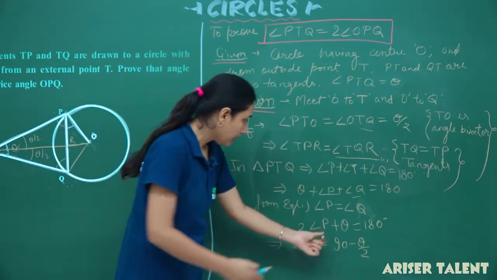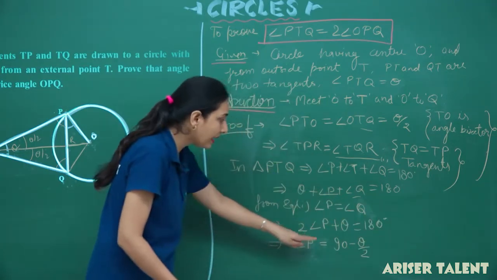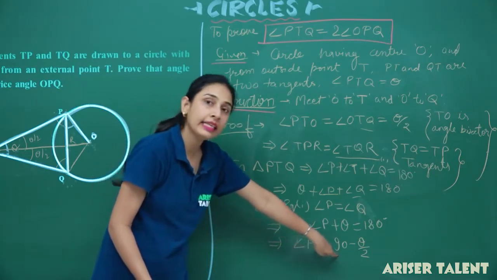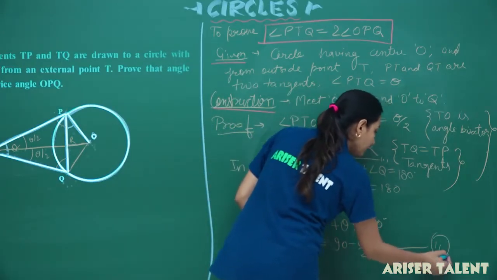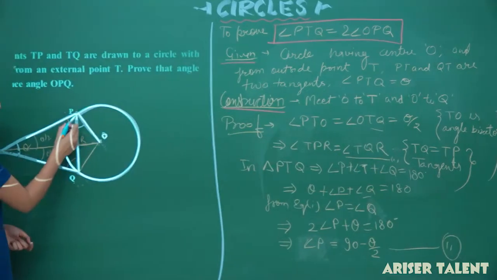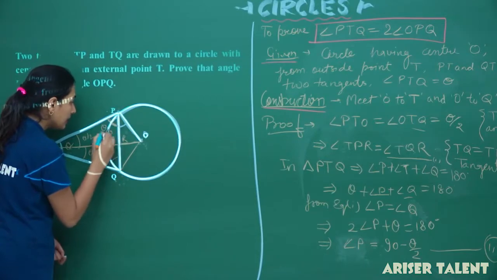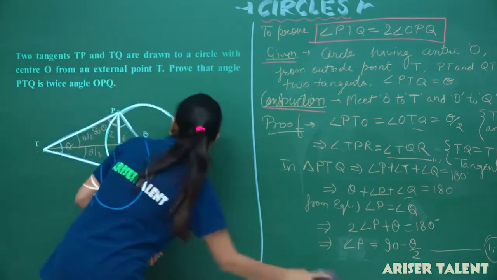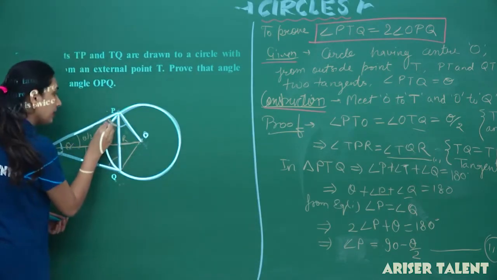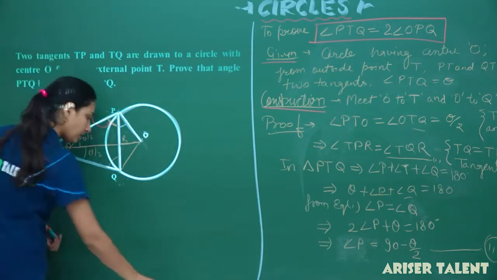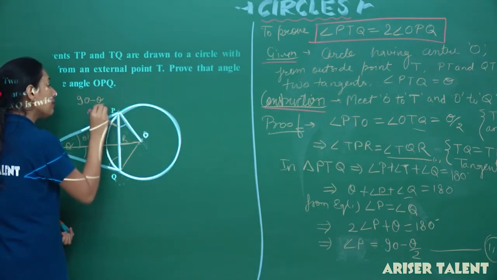How? Because we take this theta to the other side, so it will be 180 minus theta, and we divide it by 2. So 180 divided by 2 will be 90, and theta by 2 will remain theta by 2. Okay, so this is our second parameter. Now I get this angle as 90 minus theta by 2, or I can write it like this so that you are not confused. Here this angle is calculated as 90 minus theta by 2.